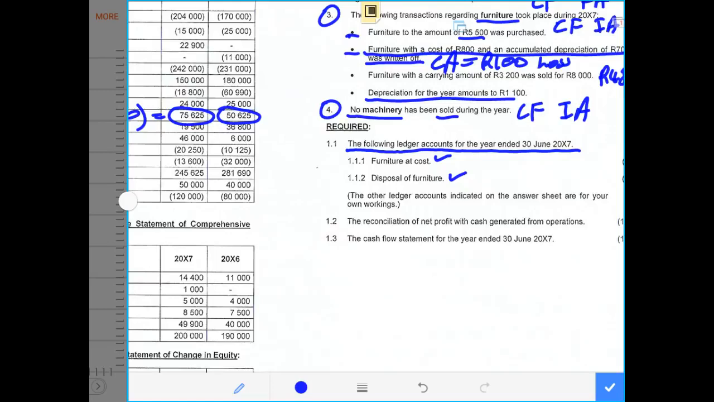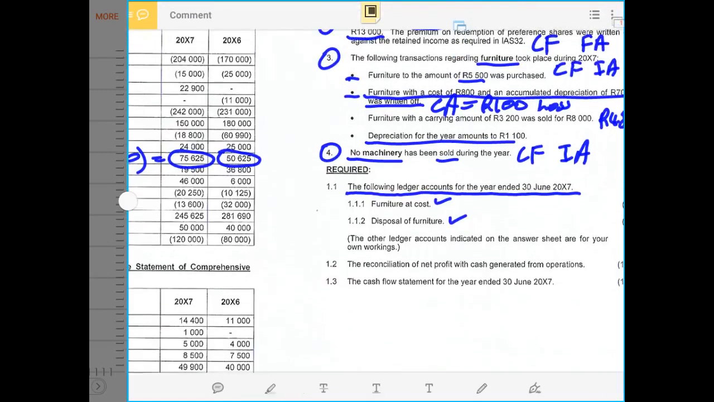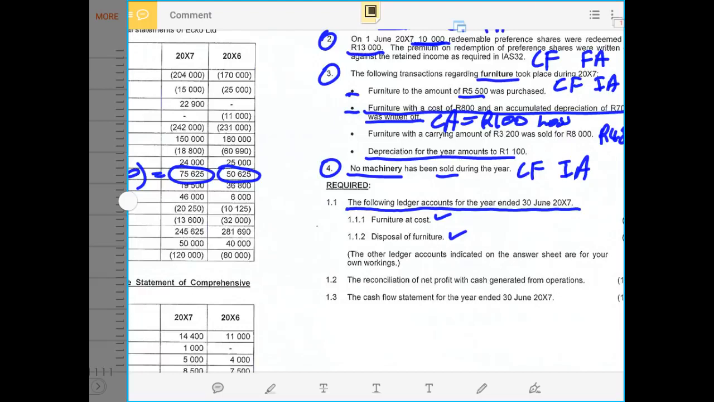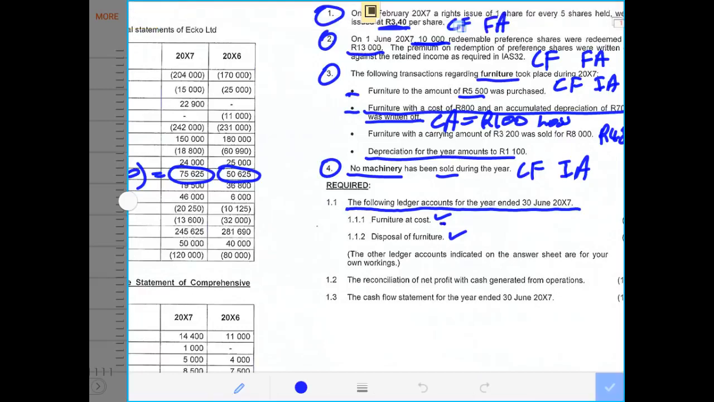And I want to bring your attention now once again to the third bullet point under number 3. Why am I bringing your attention there? Because they say to us there, furniture with the carrying amount of 3.2 was sold for 8,000.